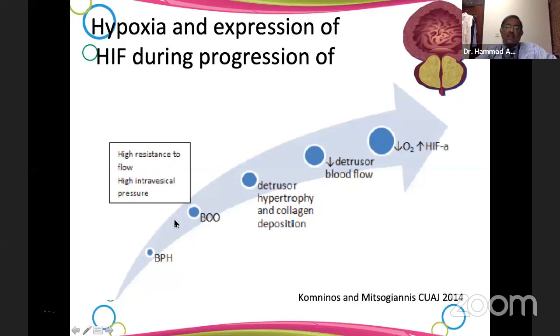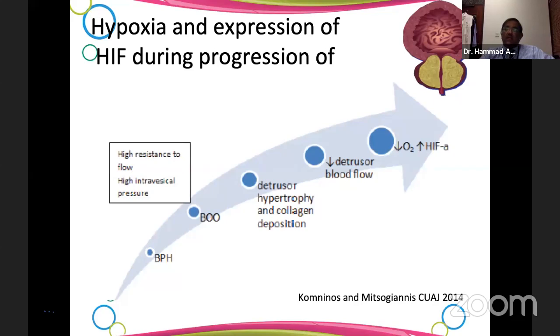This is the pathophysiological explanation very nicely provided by these authors: BPH with bladder outlet obstruction results in high resistance to flow and high intravesical pressure, which results in detrusor hypertrophy and collagen deposition between the detrusor fibers. What is happening is that you are pushing against resistance. And when you push against resistance, what will happen? The muscles become stronger. If you start exercising, your biceps will become stronger.